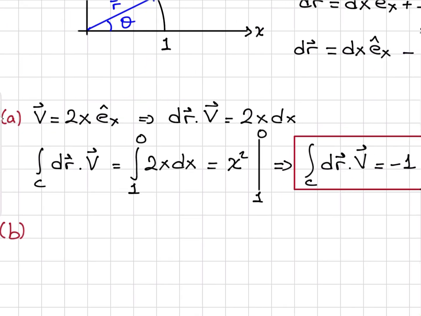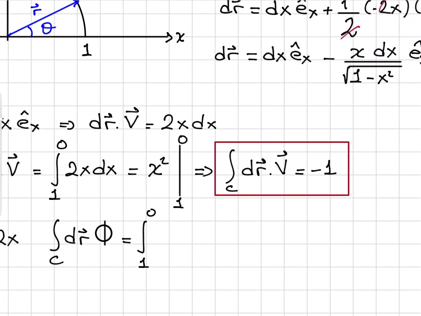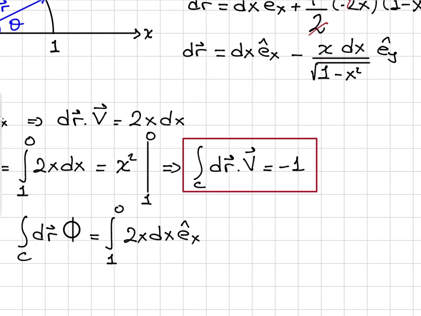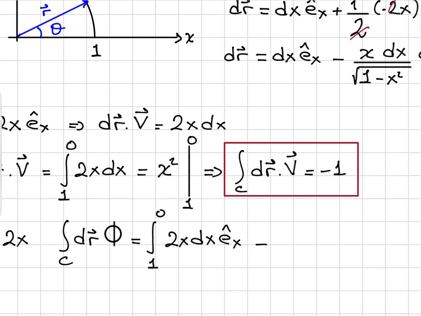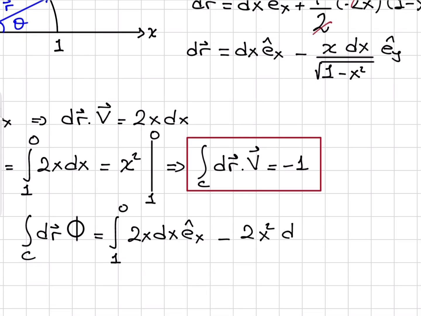Now in part B, we have a scalar function, phi is equal to 2x, position dependent. And for the contour integral dr phi, x goes from 1 to 0. For dr, I have dx ex hat minus x dx over square root 1 minus x squared ey hat. So multiplying it by 2x, I have 2x dx ex hat, and then minus this multiplied by 2x gives me minus 2x squared dx divided by square root of 1 minus x squared ey hat.